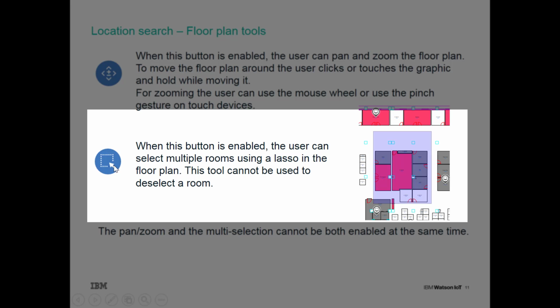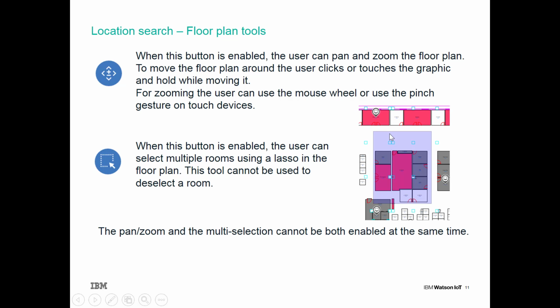When it is enabled, the user can select a point in the graphic and move the mouse around the spaces he wants to select, and it will appear as a rectangle, and all spaces inside that rectangle will be selected. One important point here is that the zoom and pan function cannot be enabled at the same time as the multiple selection tool. We can enable one or the other, not both at the same time.